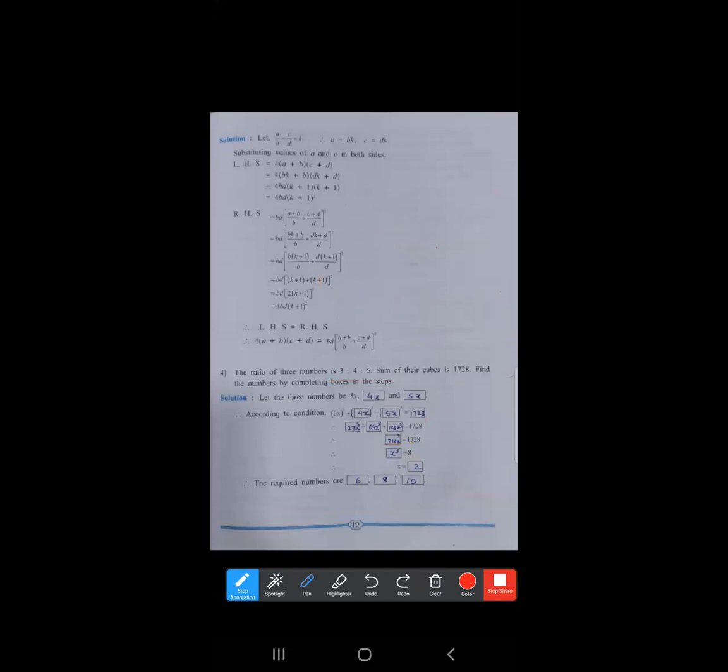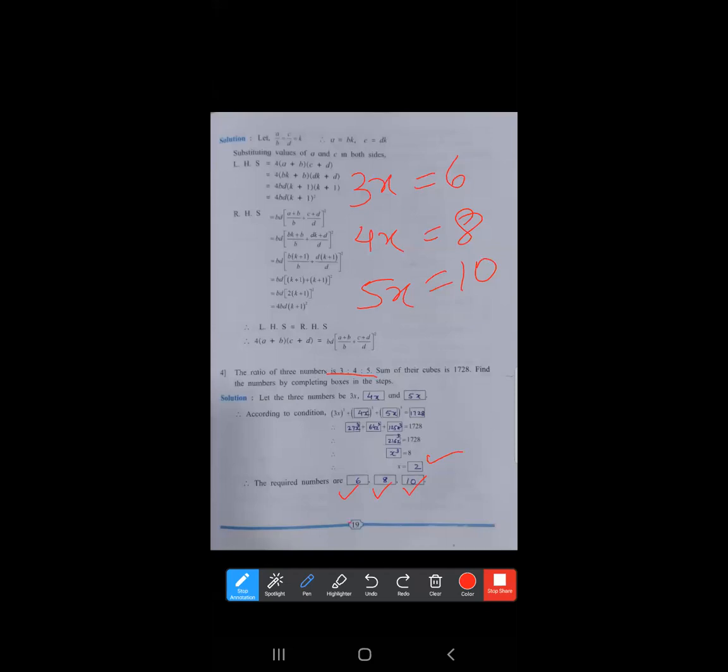This is the value of x. But here we have taken the three numbers as 3x, 4x and 5x, so you need to substitute the value of x. x is 2. 3 into 2 is 6, 4 into 2 is 8, and 5 into 2 is 10. So the three required numbers are 6, 8 and 10.